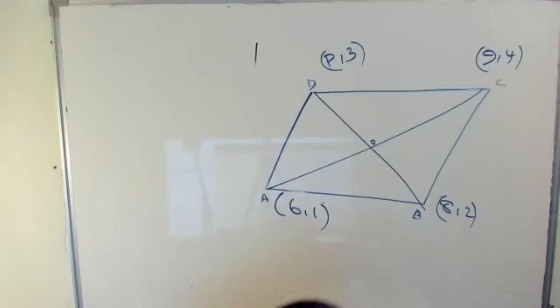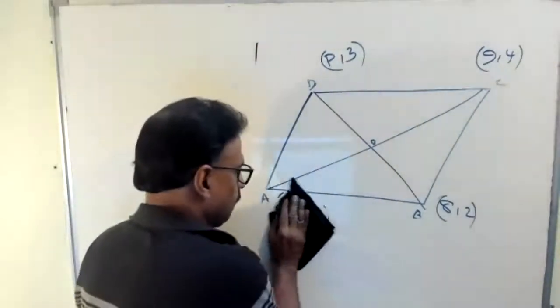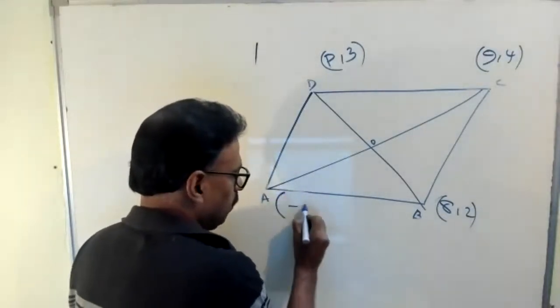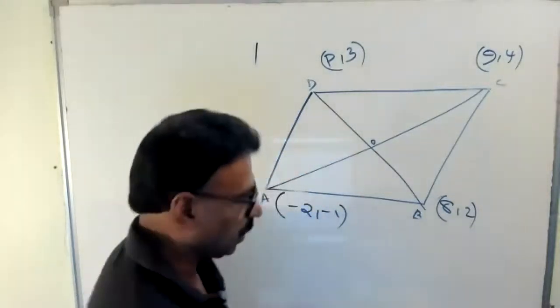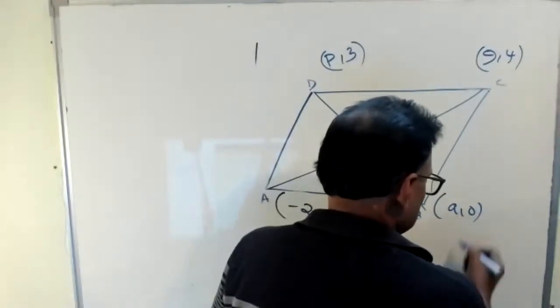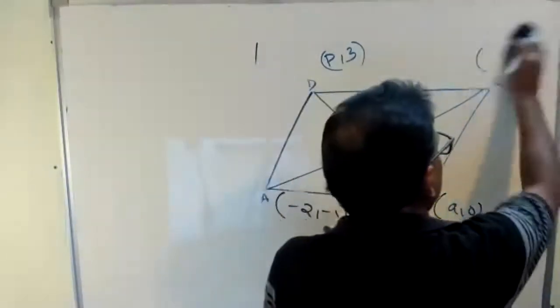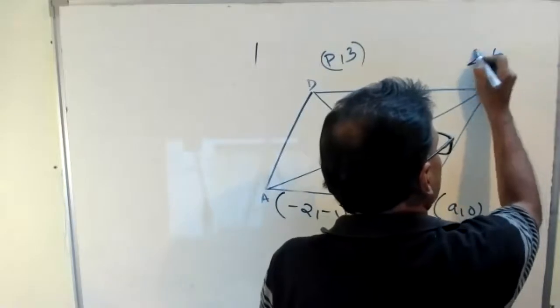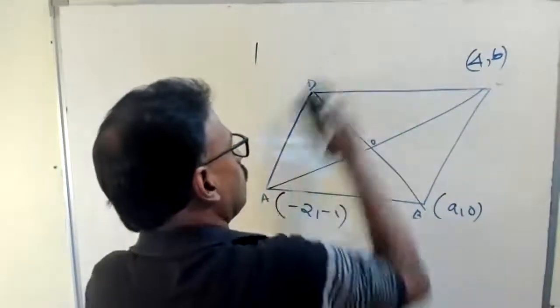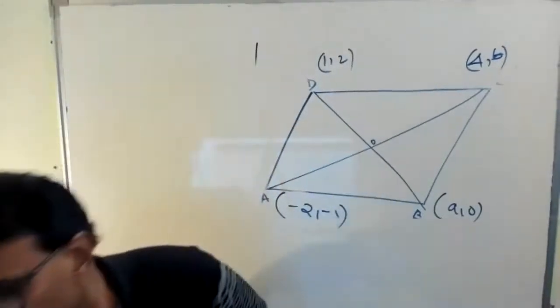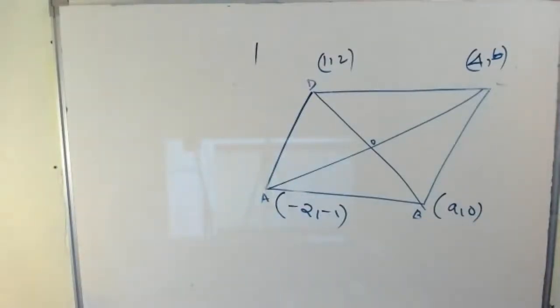Okay, next question. If A(-2, -1), B(a, 0), C(4, b), D(1, 2) are the vertices of a parallelogram, find the values of a and b. Fresner, the previous answer is 7, already confirmed. Check your answer.